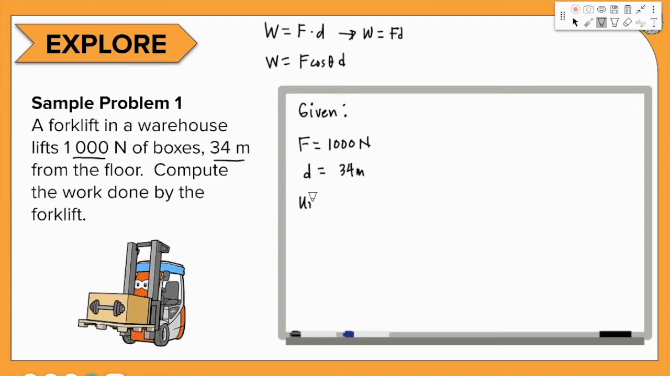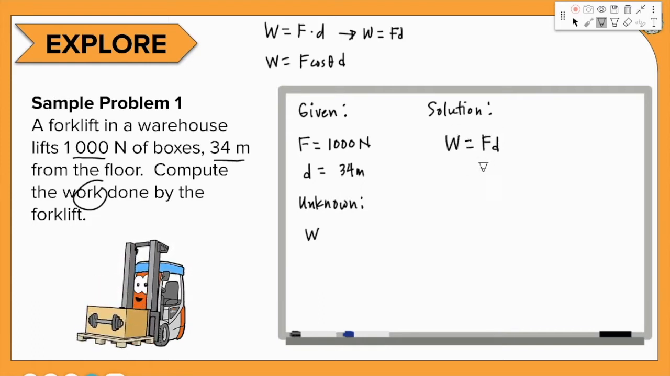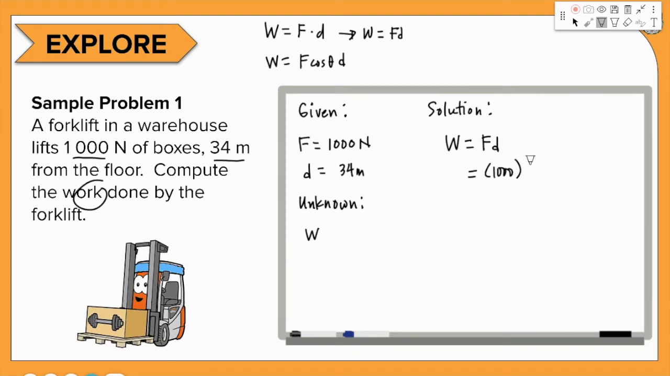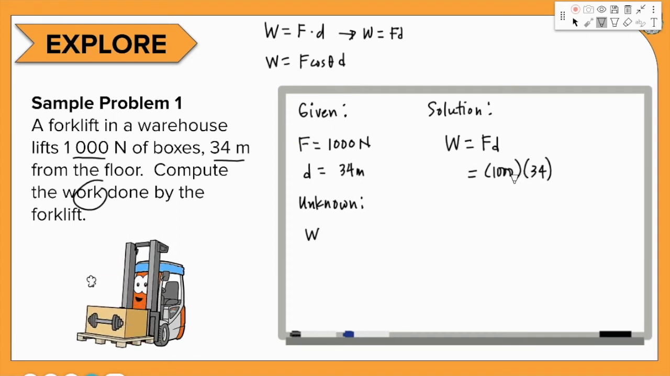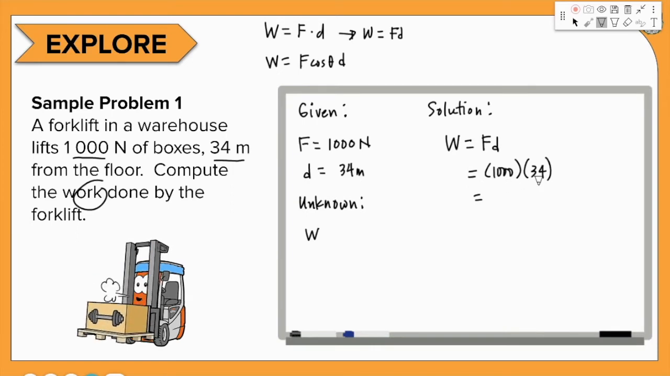Okay, so now we are supposed to look for the unknown, which is work, because it says here, compute the work done by the forklift. Unknown is work. And then to solve for that, you just need to use the first formula, the simpler one. So work is equal to force times displacement. This is just equal to 1,000. I can write the unit or not. I can just skip it, but I make sure at the end when I write my final answer, I have my unit. Okay. So now we have 1,000 times 34.